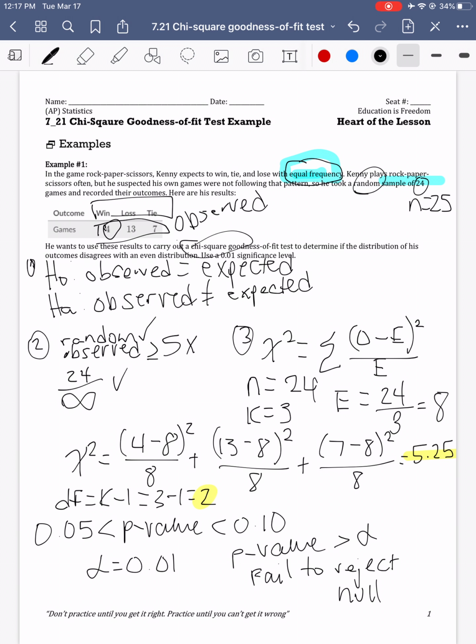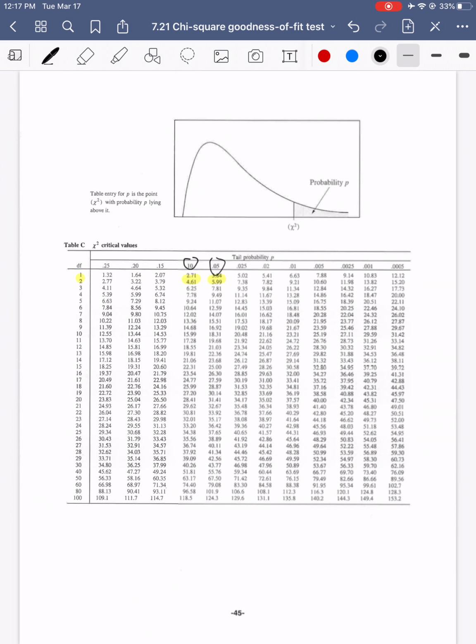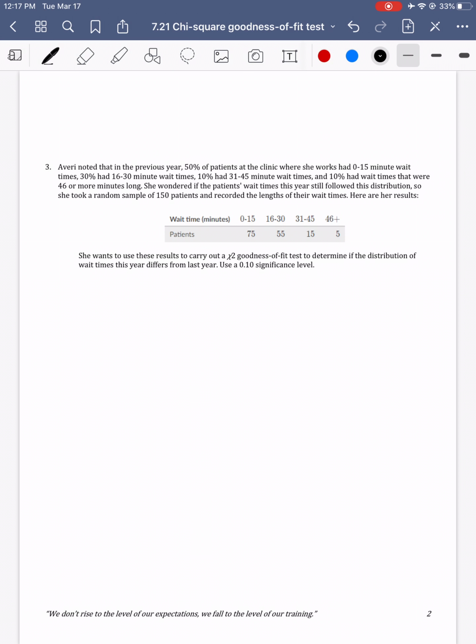So now, after this problem, I can go ahead and do my classwork. But I do want to go over one more problem together, just because sometimes it's not going to be with equal frequency. There's going to be percentages in the problem that indicate what percent of time we would use for our expected value. So I want to go over a problem like that. So let's take a look at this example here. Let me see if I can move this up. No, I cannot.